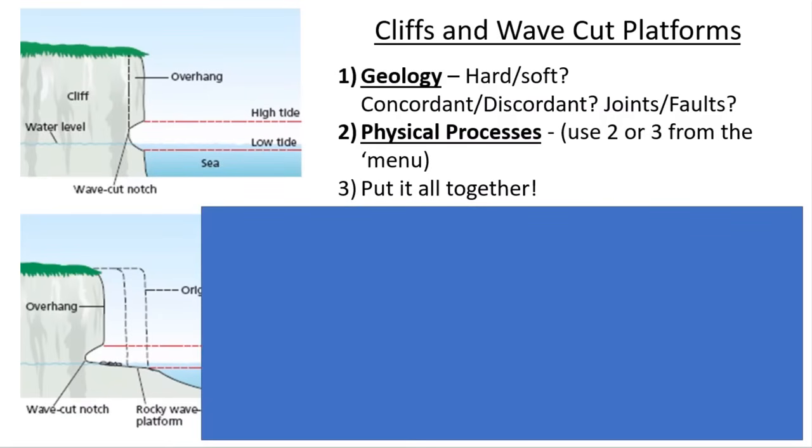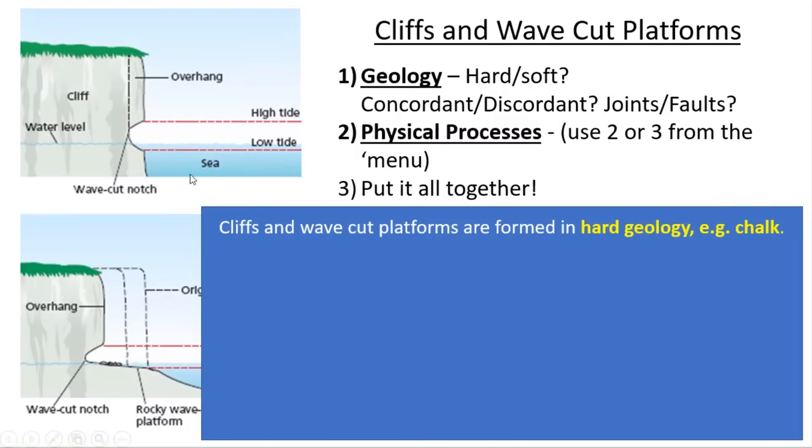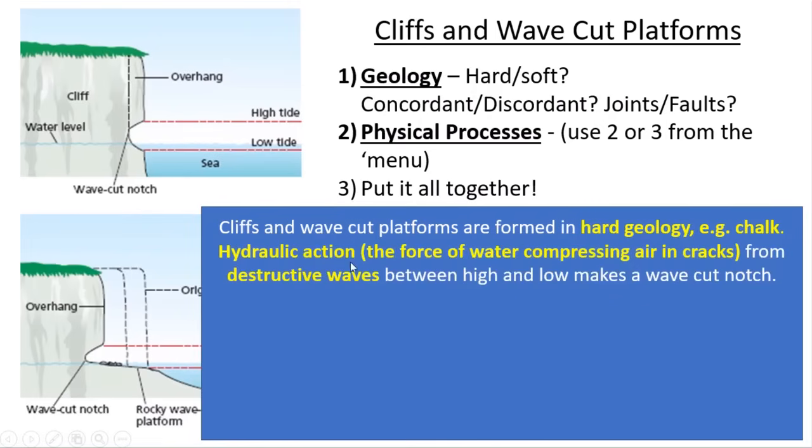So for coasts, for cliffs and wave cut platforms firstly, the geology is hard. You can see that this is a steep cliff, it's rocky, it creates a steep profile. So cliffs and wave cut platforms are formed in hard geology, e.g. chalk. So in yellow I've highlighted where I've mentioned geology. Hydraulic action, the force of water compressing air in cracks, from destructive waves between high and low water tide makes a wave cut notch. So that's two physical processes: I've mentioned hydraulic action and destructive waves.